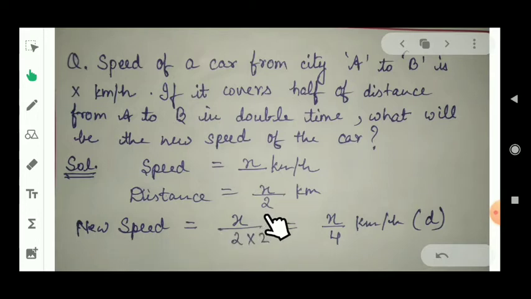Speed equals, as we know the formula is, distance upon time. You can see the time is double, it is given here double time, that means it will be multiplied by 2, and distance is given x upon 2. So we will put the values in the formula, that is x upon 2 divided by 2, then the value will be x upon 4.